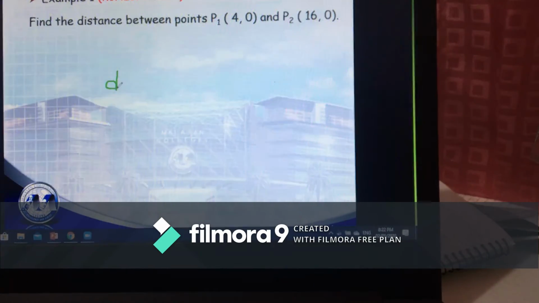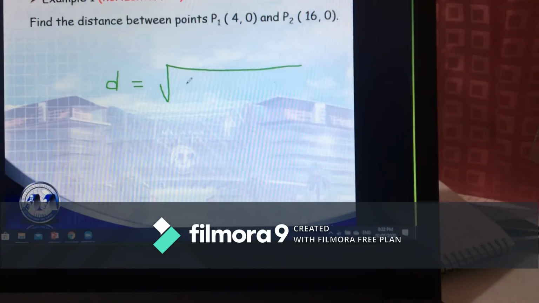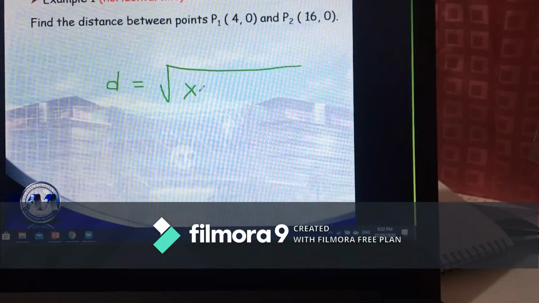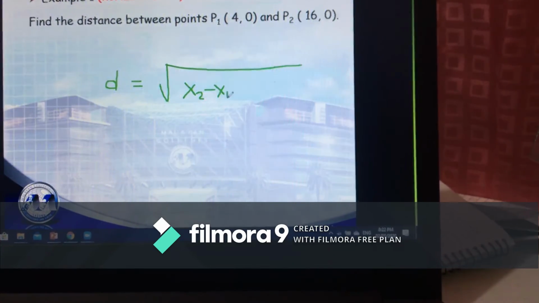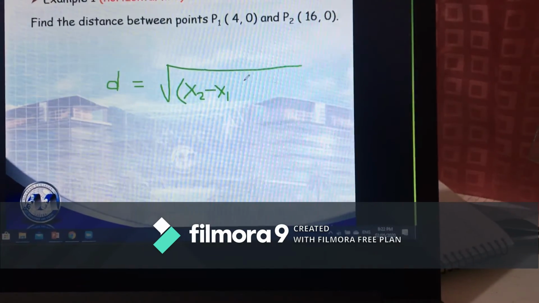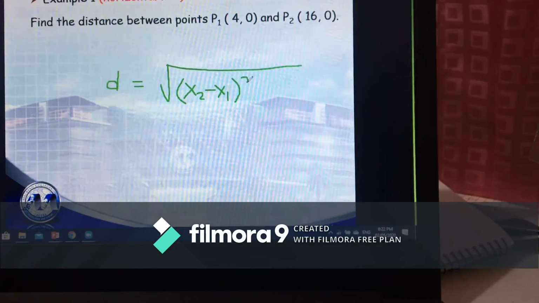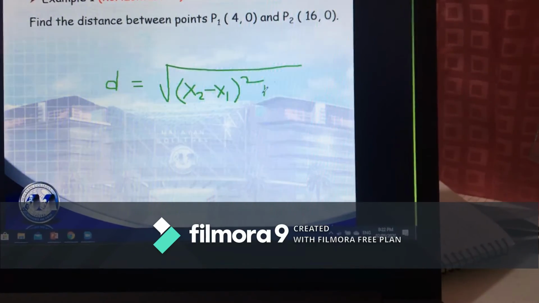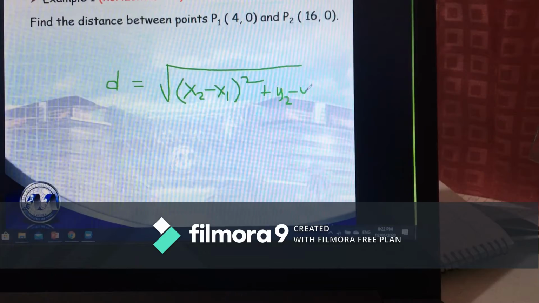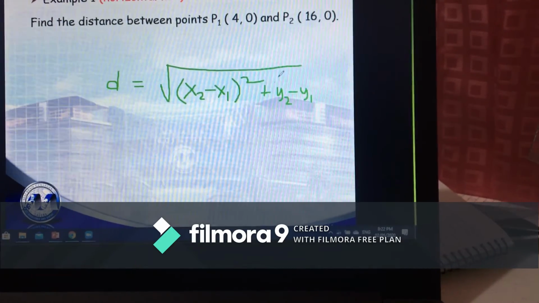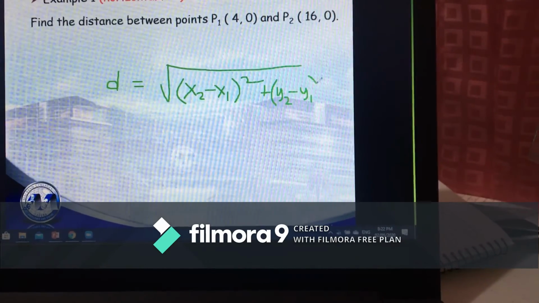You can use this, ito yung another solution niya, D equal to the square root of x2 minus x1 squared, then plus y2 minus y1 squared. So pakita ko lang sa inyo class na even this formula will work.